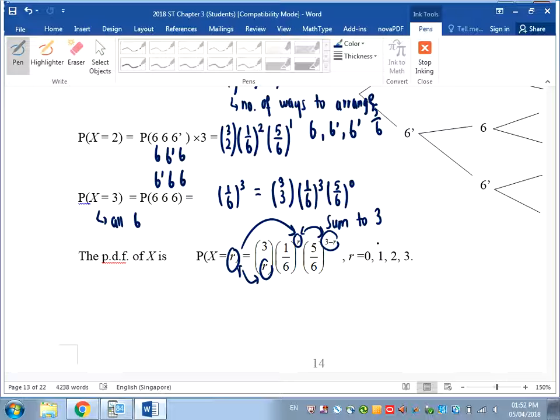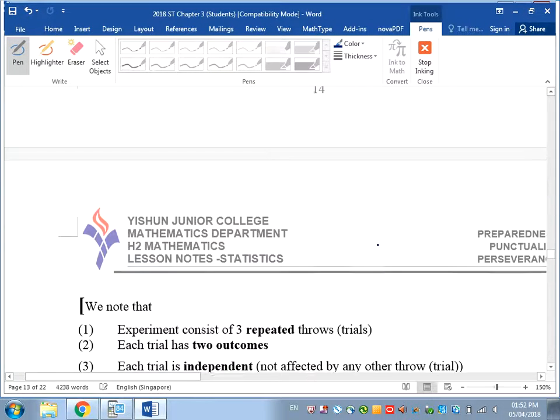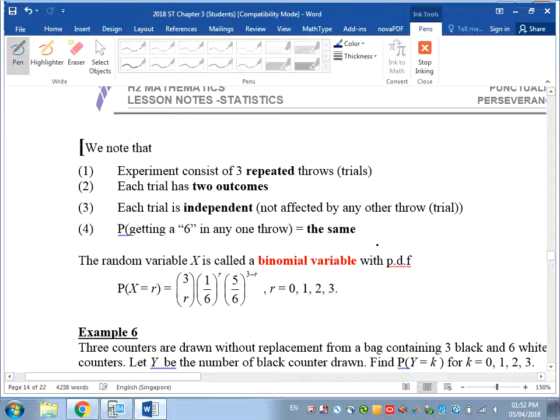Okay, so if you notice for this experiment, the experiment consists of 3 repeated trials because I throw a fair die 3 times. Okay, 3 repeated trials. Each trial has 2 outcomes: either a 6 or not a 6. Each trial is independent. So that means my first throw, if let's say I throw a 3, does it affect my next throw? No, right? It doesn't affect.